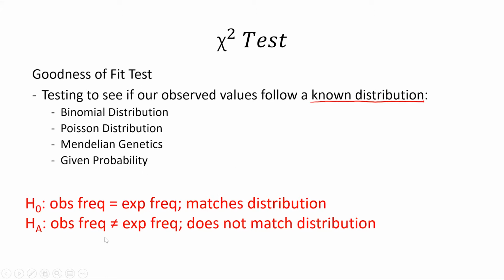Our alternative is that the observed frequency does not equal the expected frequency, meaning that it does not match the expected distribution. Our data is not a good fit for a binomial distribution or a Poisson distribution or Mendelian genetics. Something else is going on, and something else is probably a better fit for the data.